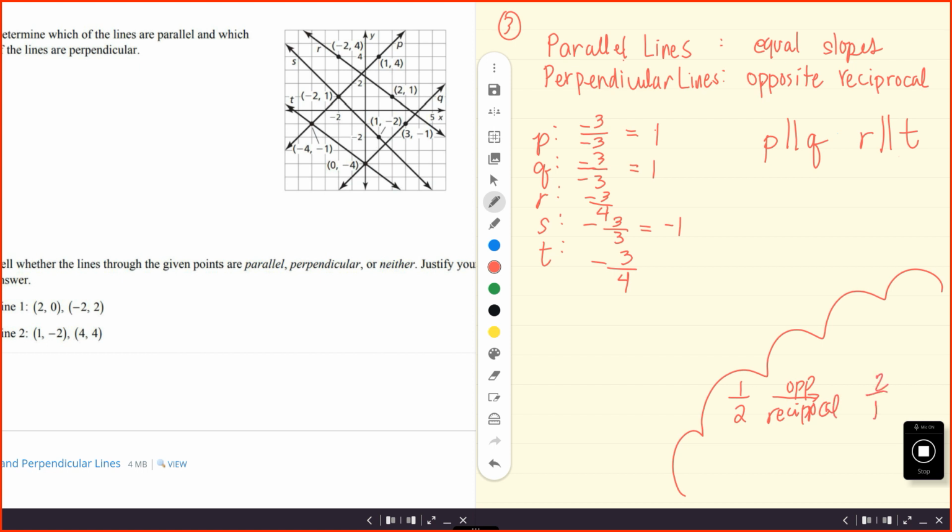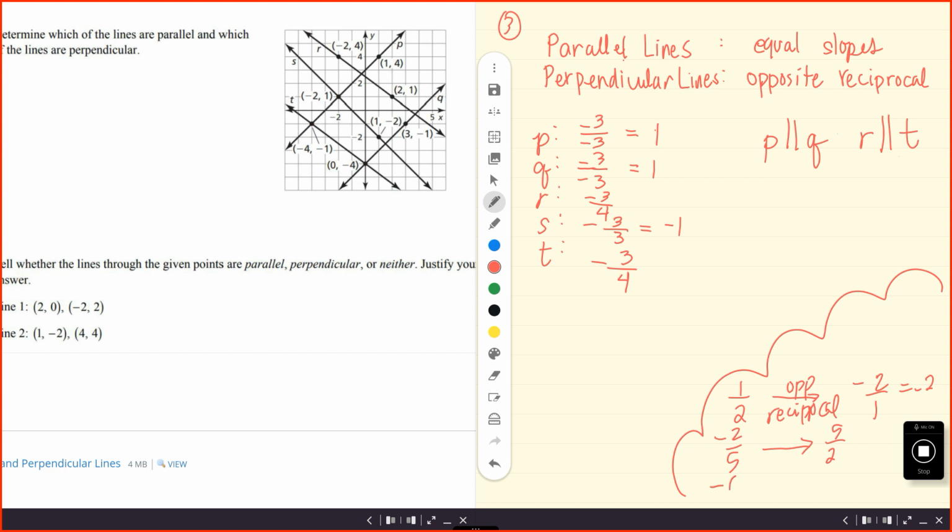So 2/1, but if this is positive, this should be the opposite, so it's going to be negative. So it's going to be -2. Did that make sense? Okay, another one. If I have a -2/5, how do I do the opposite reciprocal? Positive 5 over 2. Very good. So you're changing the sign and you're flipping the numbers over.